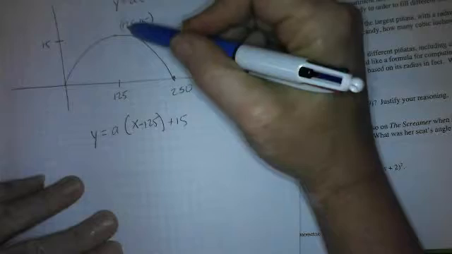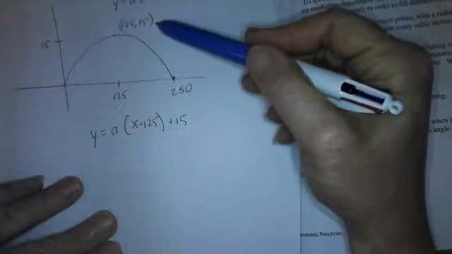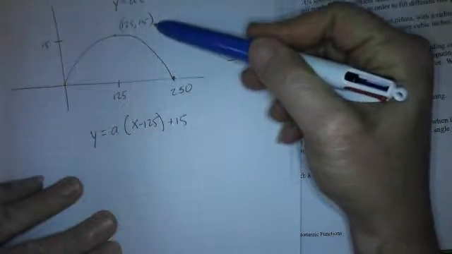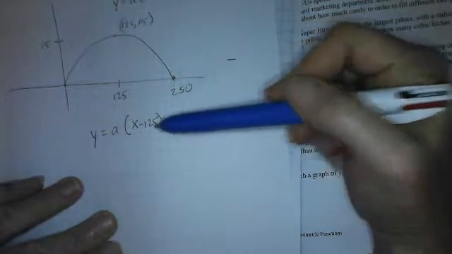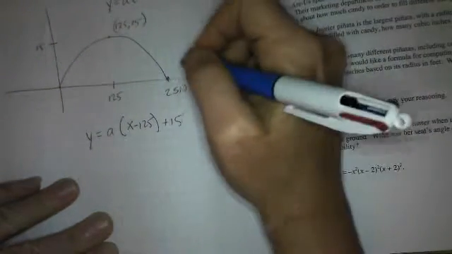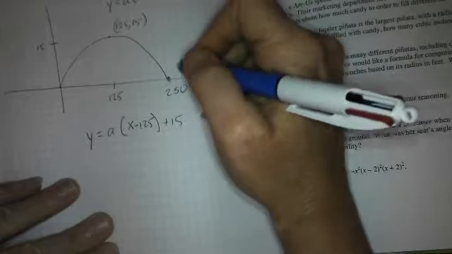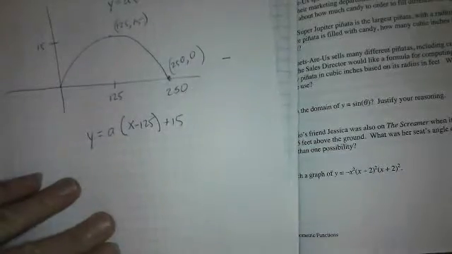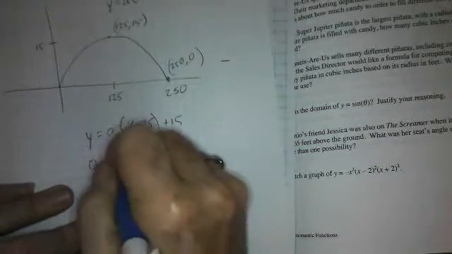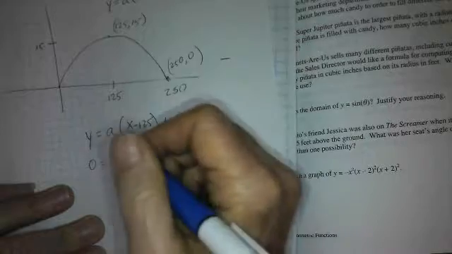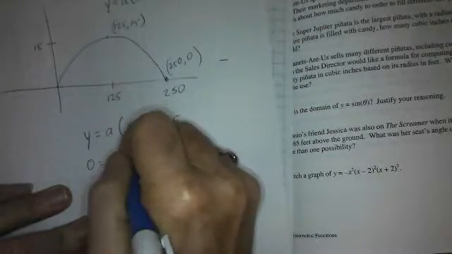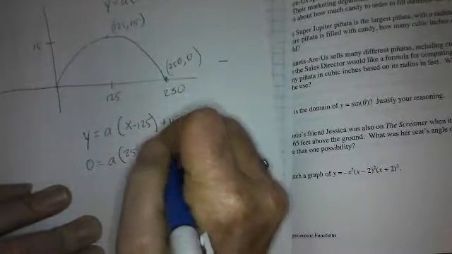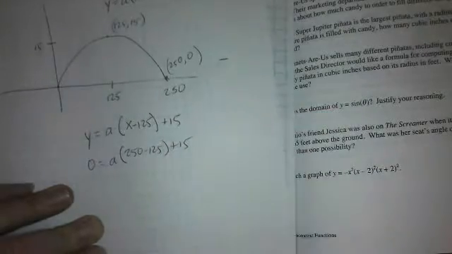So, I wonder, I don't want to use this one because I feel like this one's going to have a bad outcome because I want to zero this out. So I'm probably going to use 250 comma 0. Okay, I'm going to use that. And so y is 0. I hope this works. And then this would be 250 minus 125 plus 15.